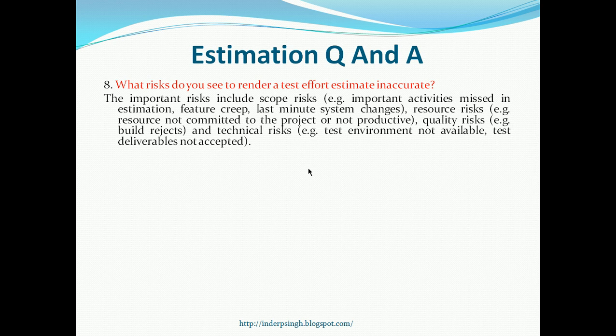There can be quality risks. For example, the build that is submitted gets rejected and it has to be resubmitted, etc. Or there can be technical risks, like the test environment may go down, or the test deliverable is not accepted by the client. So there are many risks. So obviously risk management practices have to be followed. So you should first of all identify all the risks in your software testing project, and then find out what is the best mitigation strategy and contingency strategy for those.